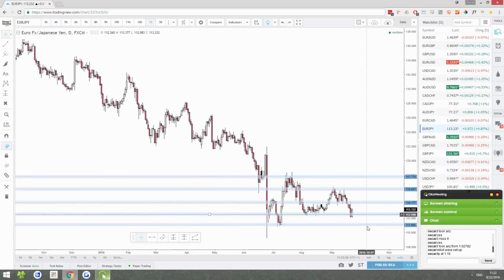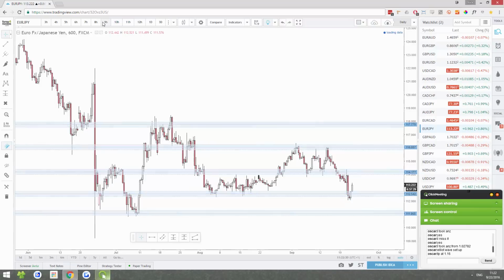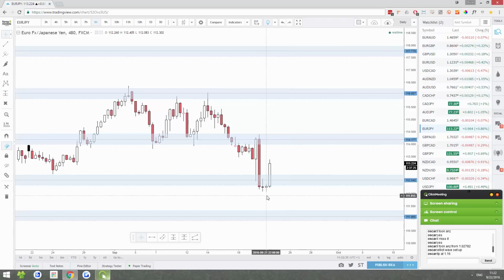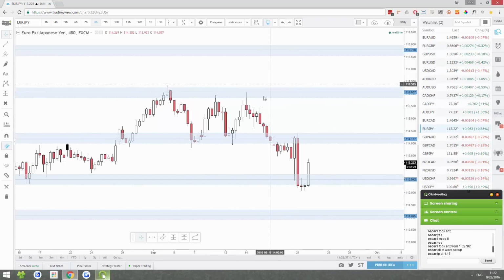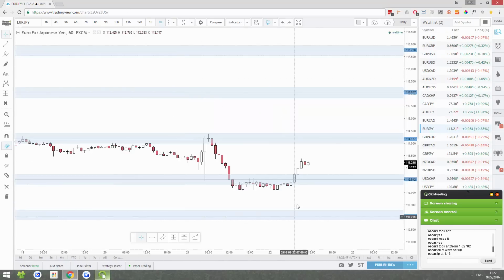EUR JPY has already reversed. It's in the middle of a reversal. Check this out, we got the same reversal on USD JPY. Looked a little bit better on USD JPY actually. Yeah, so this one was a pretty decent reversal. Triggered around about here.